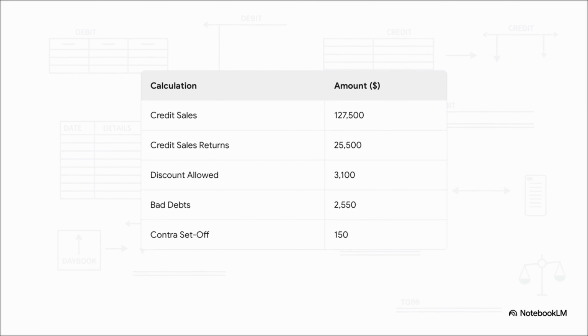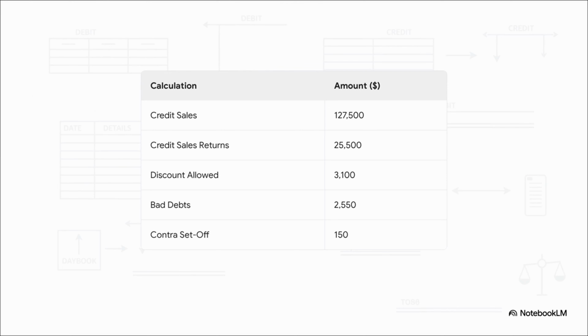First things first, before we even think about drawing a T account, we need to do our workings. Let's find our numbers. So, credit sales. The question says total sales are $150,000, but 15% was cash. So we only care about the other 85%, which comes out to $127,500. Got it? Next, sales returns. That's 20% of our credit sales, so 20% of that $127,500 number, giving us $25,500.